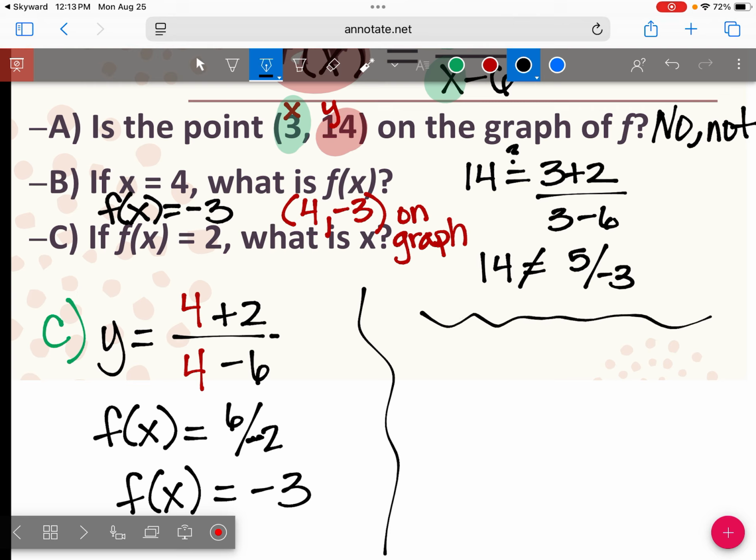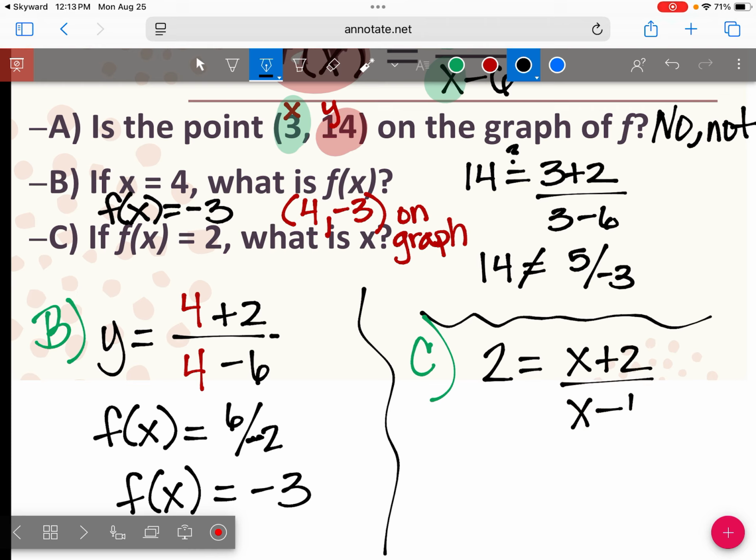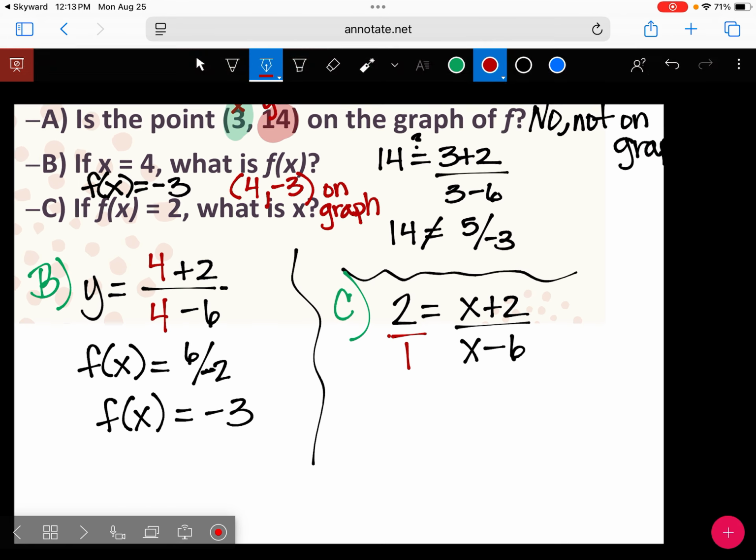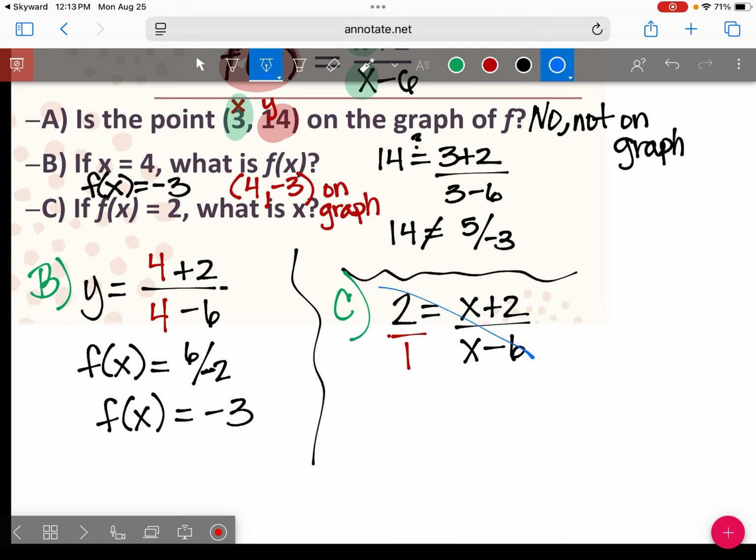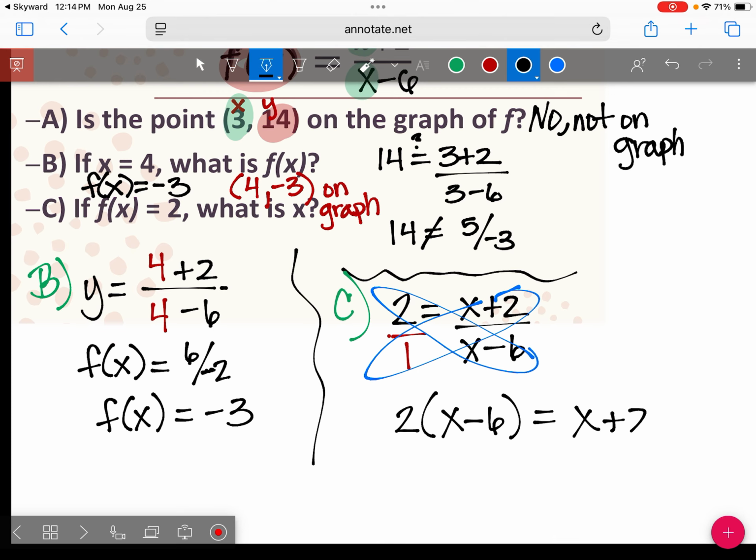Why did I put a C right there? That's not part C. This is part B. Sorry, y'all. All right, now let's look at part C. Part C, they give us y, and they want us to find x. So y equals 2. 2 equals x plus 2 over x minus 6. Feel free to make this a proportion. Cross multiply and solve that for x. All right, I'll give you all a minute to solve that for x.